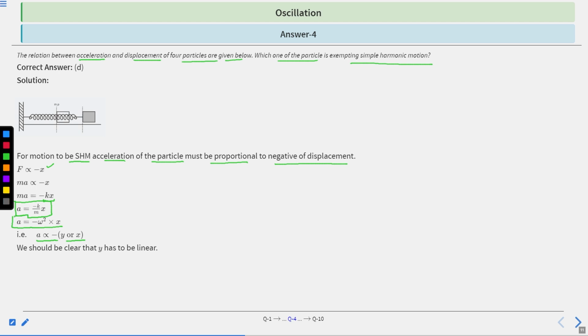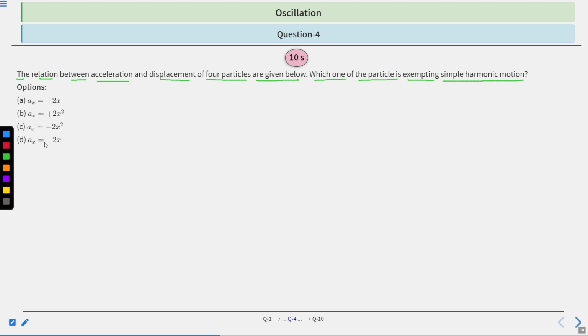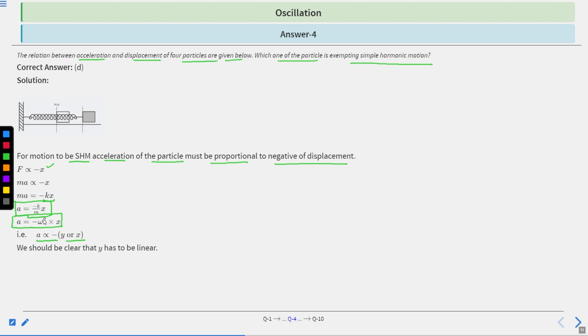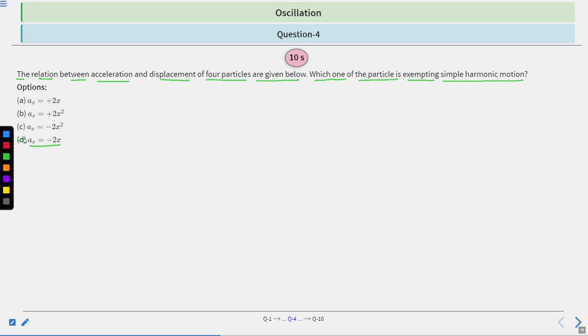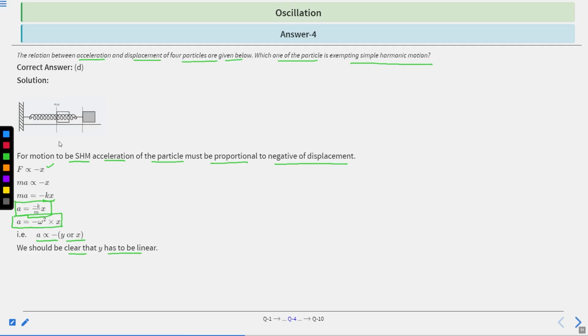So option D looks like this: ax is equal to minus 2x, where omega square is 2. That's why a is directly proportional to minus x. We should be clear that y has to be linear. So the correct option is D: ax equal to minus 2x. This is the solution.